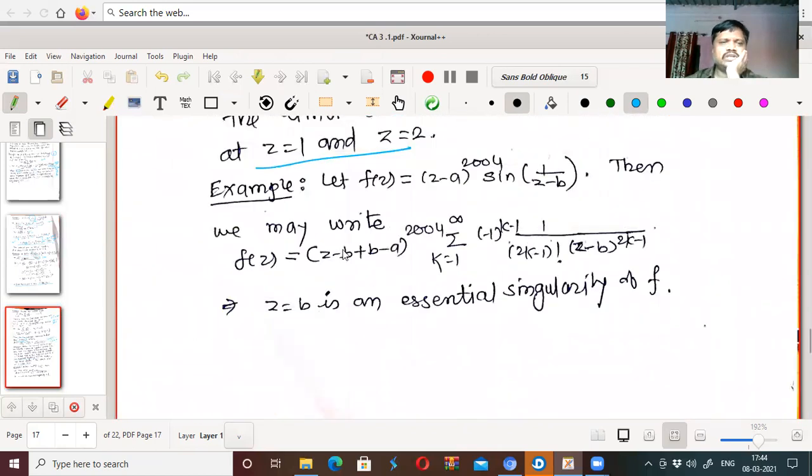We have the next example, f of z is z minus a to the power 2004 times sine of 1 upon z minus b.